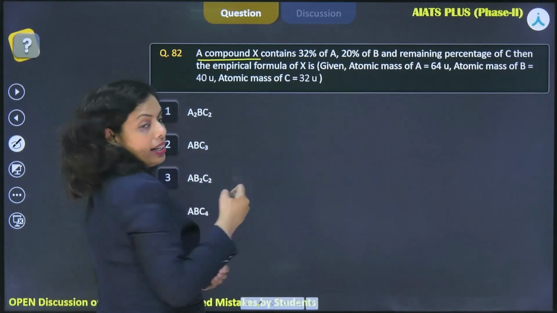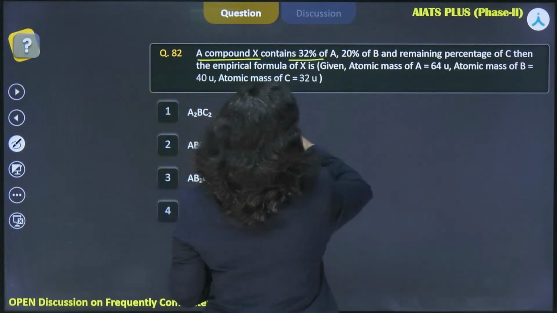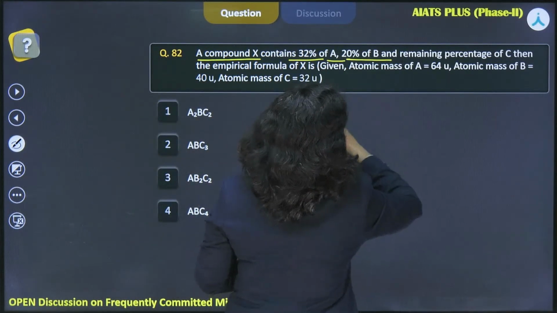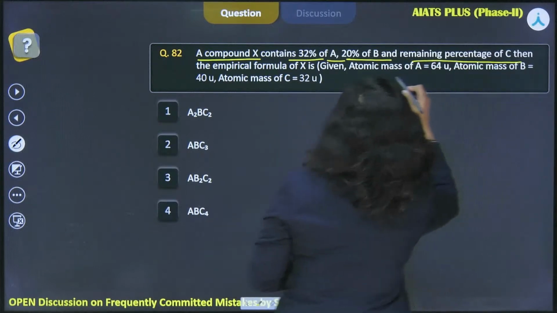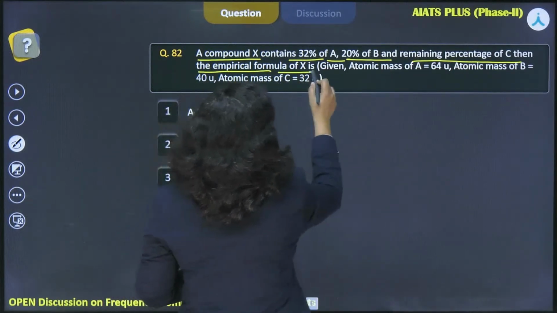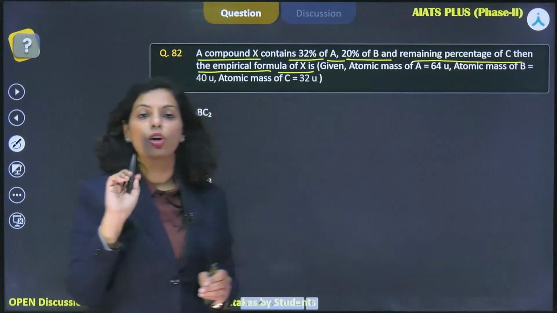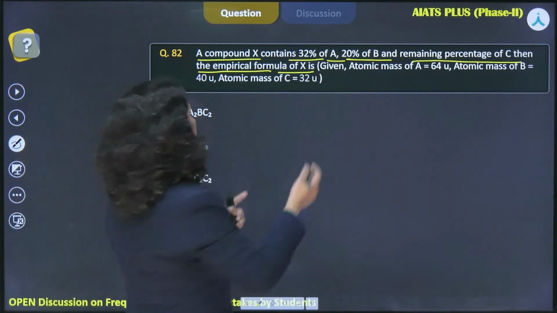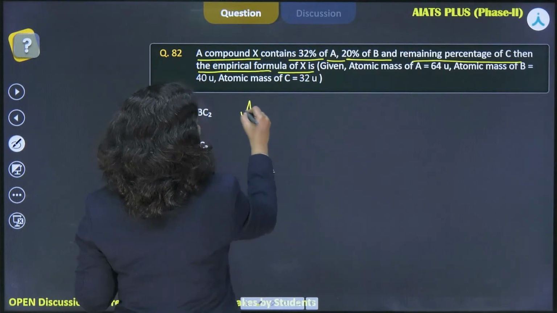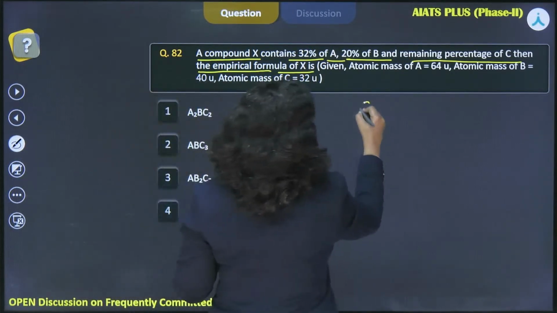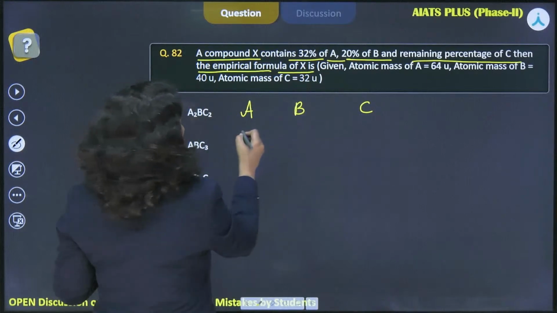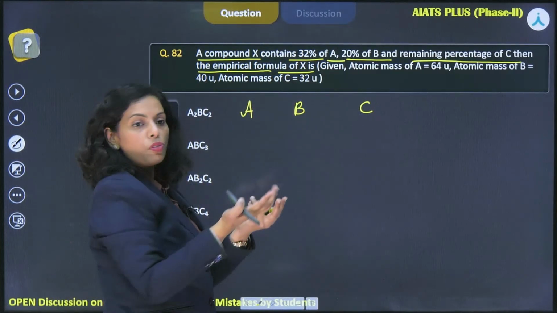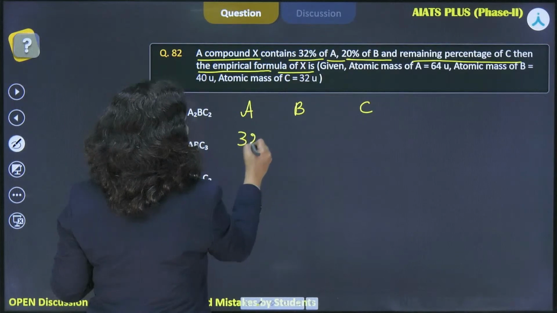You have a compound X. It contains 32% A, 20% of B, and the remaining percentage of C. The empirical formula of X is. So here molecular formula need not be calculated, but the empirical formula you have to calculate. The simple thing, you have the compound in which A, B, and C are given. The amount of A is 32%. For the total mass of the compound, what I did, I have just taken as 100.